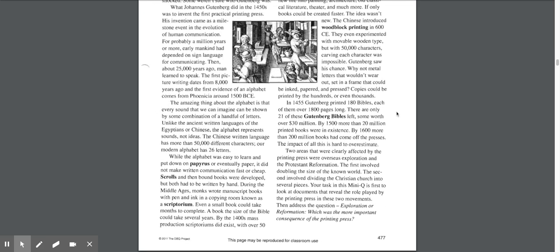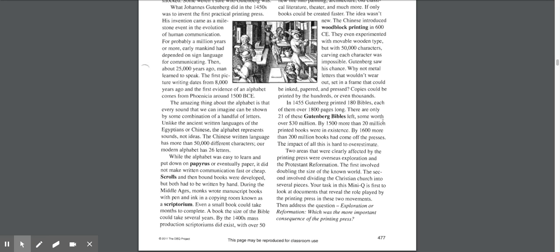In 1455, Gutenberg printed 180 Bibles, each of them over 1,800 pages long. There are only 21 of these Gutenberg Bibles left, some worth over $30 million. By 1500, more than 20 million printed books were in existence. By 1600, more than 200 million books had come off the presses. The impact of all of this is hard to overestimate.